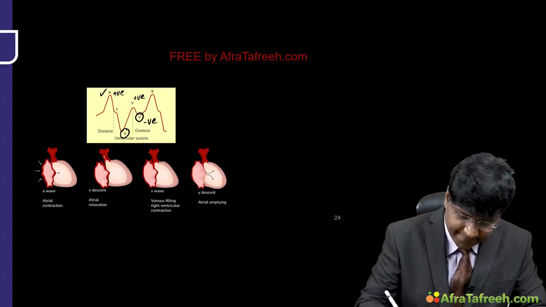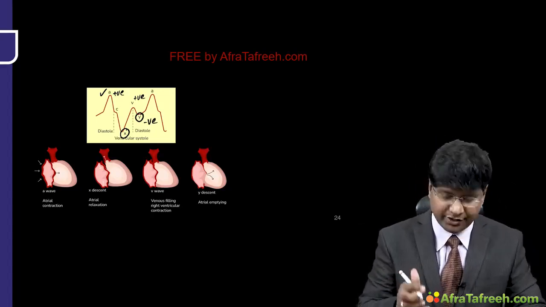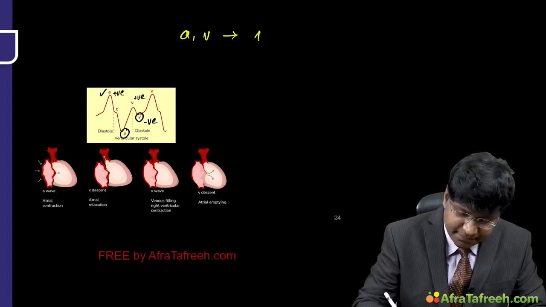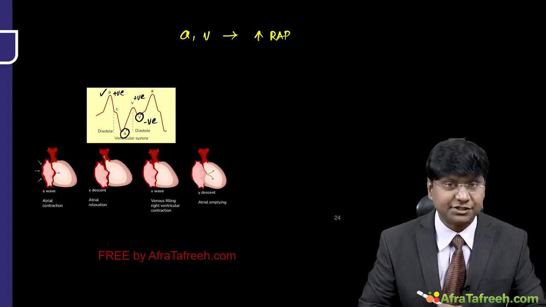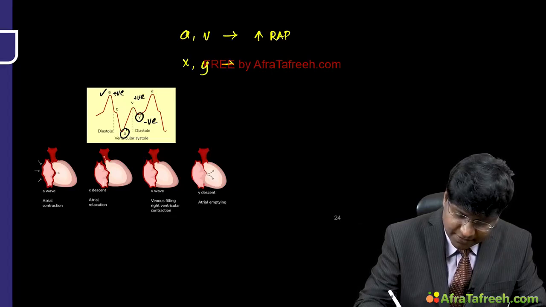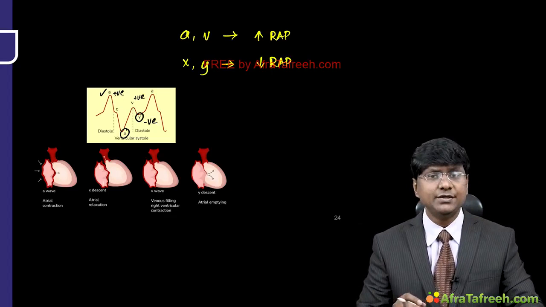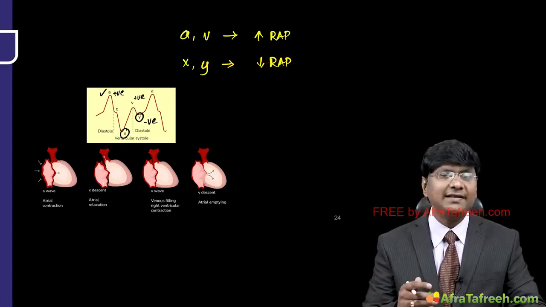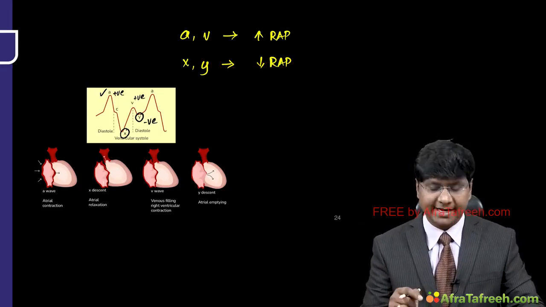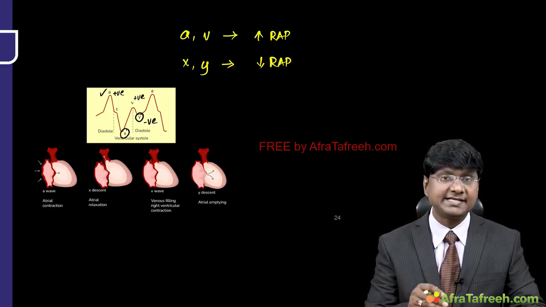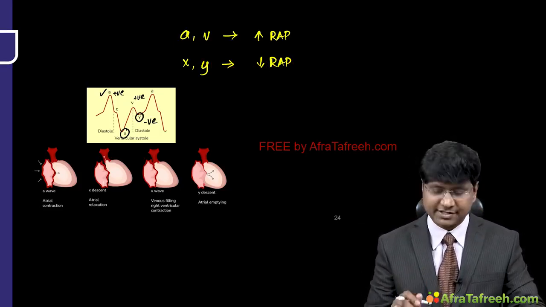So during A as well as V, there is increase in the right atrial pressure. Whereas during X as well as Y, there is decrease in the right atrial pressure. Right? So two crests, two troughs. Now, why these particular waves appear, what do these waves indicate, and how do you correlate them with the cardiac cycle events, all that let me try to discuss now.